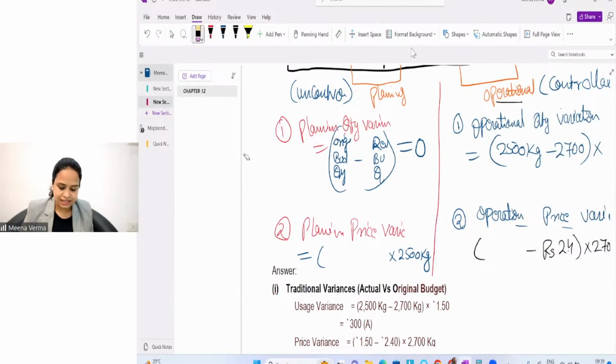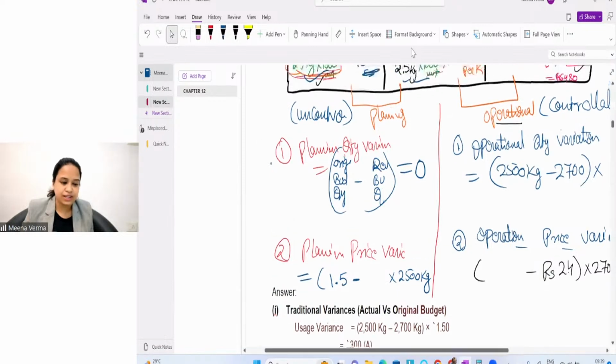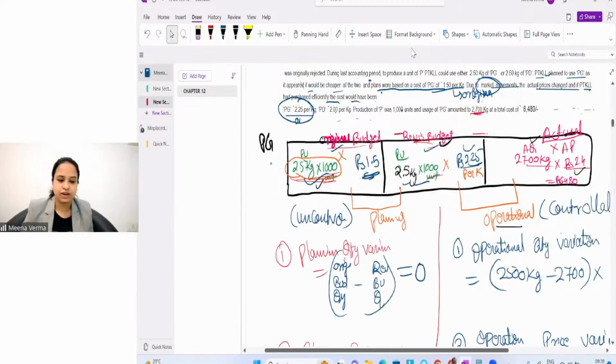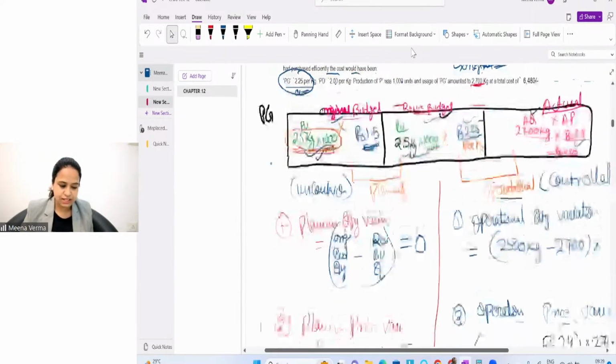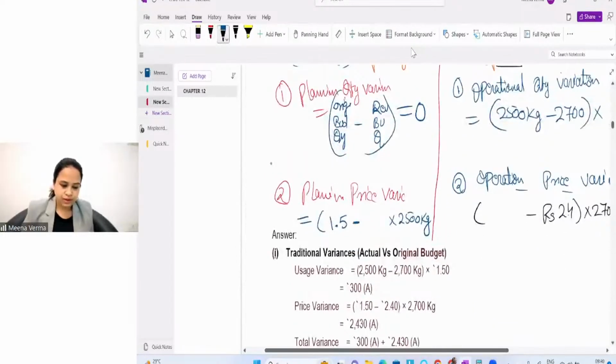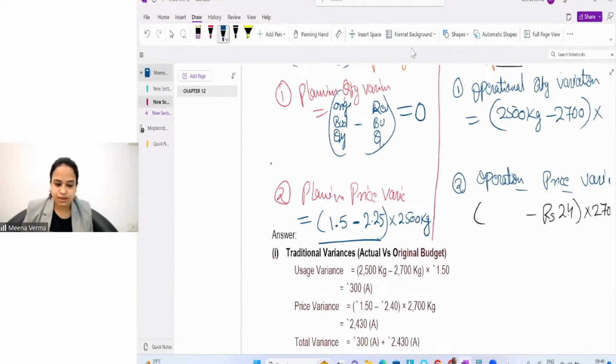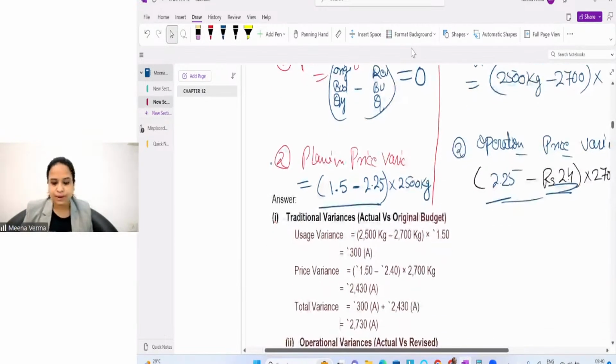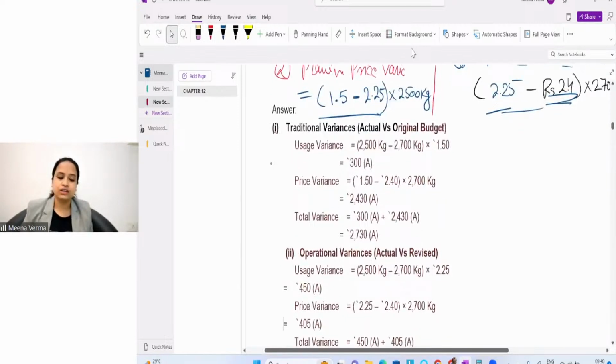So you can see here the original price was 1.5, and due to change in the market the revised price was 2.25. Revised price is 2.25, right? You will consider it to find the planning price variation. Similarly, revised price is 2.25 here. You will compare it with the actual price and then you can find the variations. In this way, we will find the planning price variation, and we will find the operational variation.